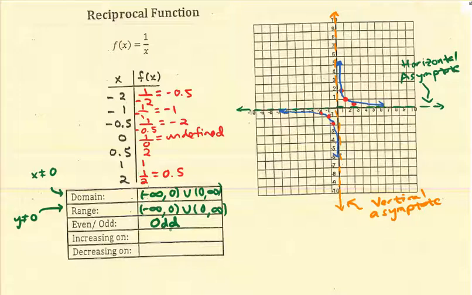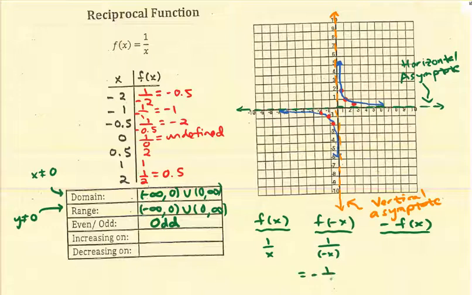Now analytically, we'd have to compare the three expressions, f of x, f of negative x, and then negative f of x. Of course, f of x is just the expression 1 over x. F of negative x tells us to plug negative x into the denominator. Simplifying that gives us the fraction negative 1 over x.